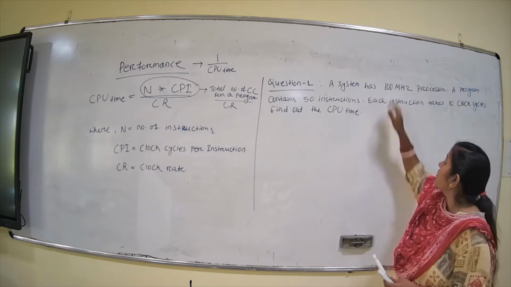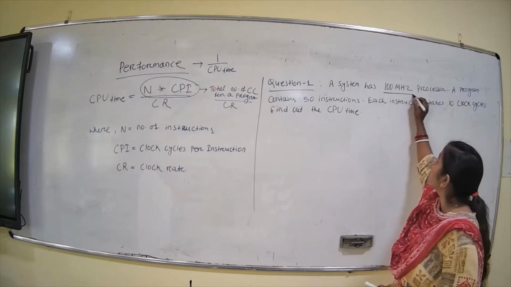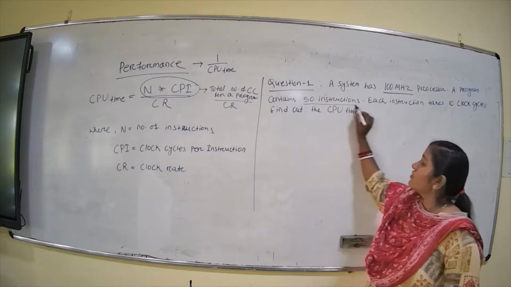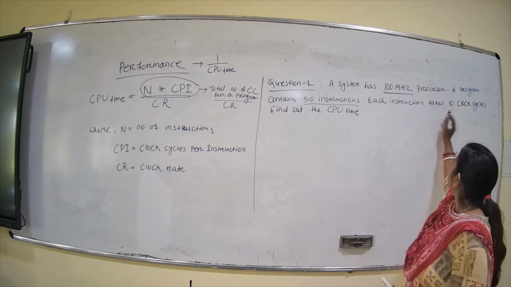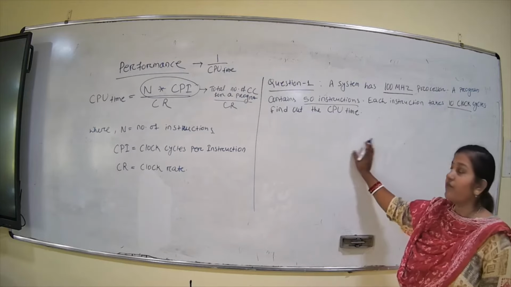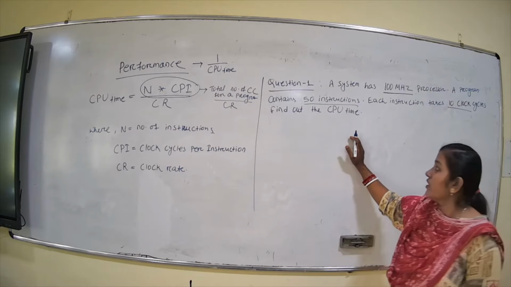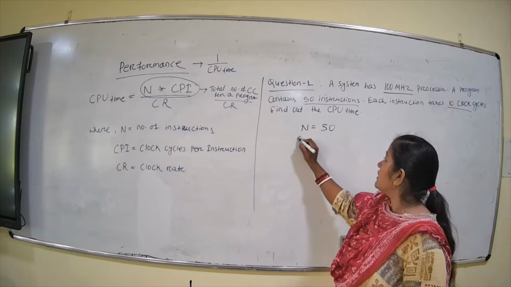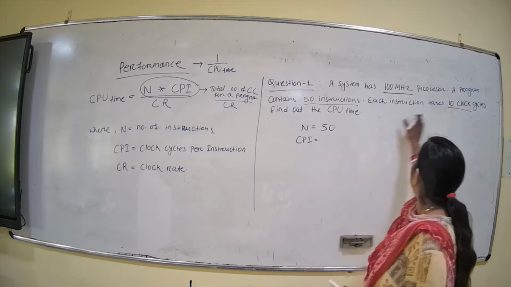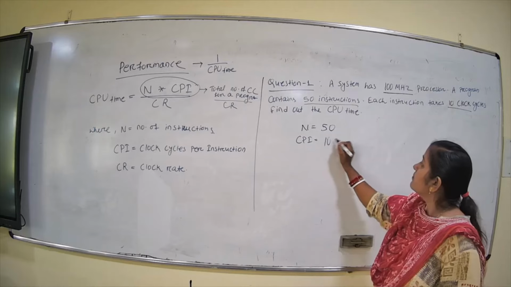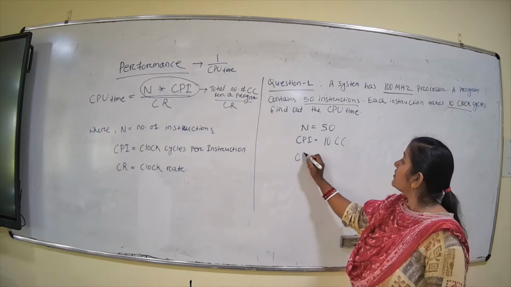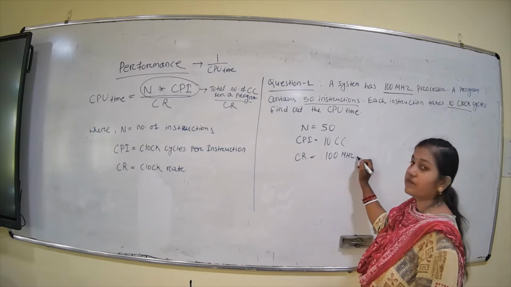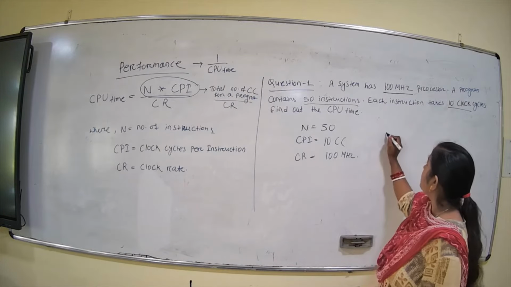A system has a 100 megahertz processor, so this is your clock rate. The program contains 50 instructions. Each instruction takes 10 clock cycles. Find out the CPU time. So here the number of instructions is 50, CPI is 10 clock cycles, and clock rate is equal to 100 megahertz. Now just find out the CPU time.